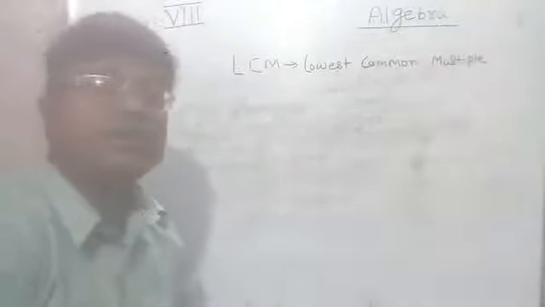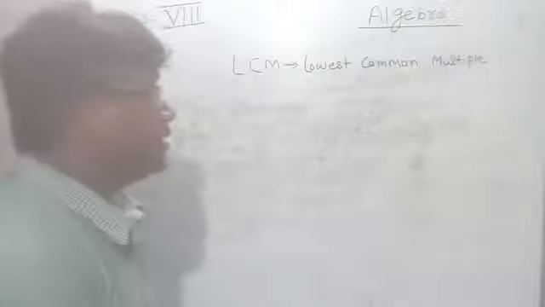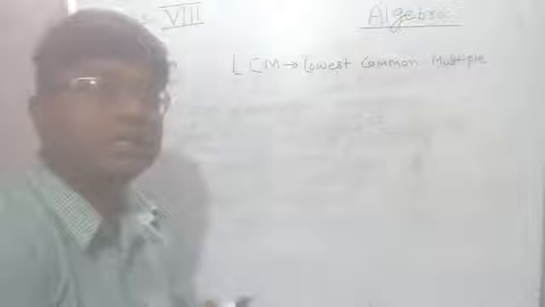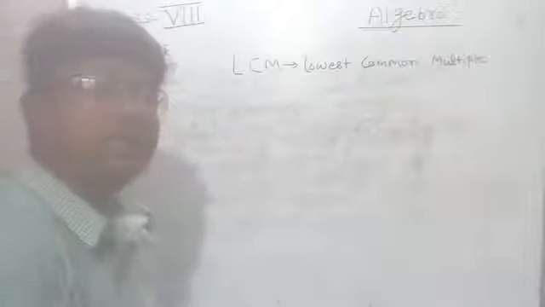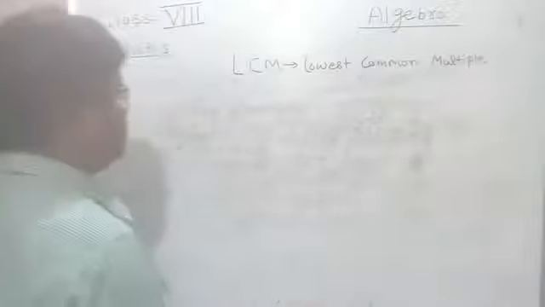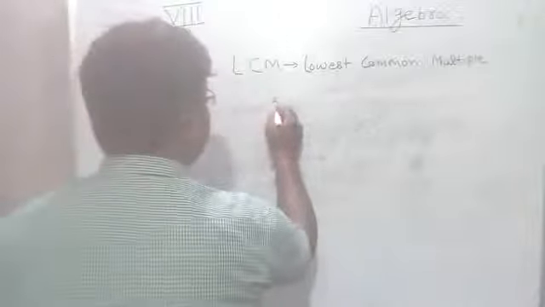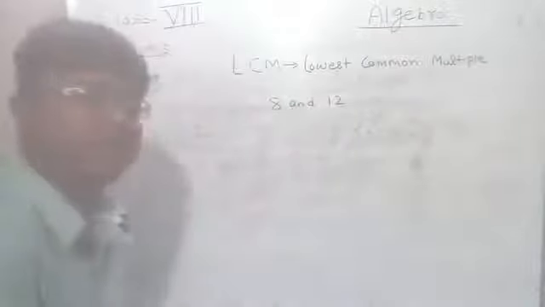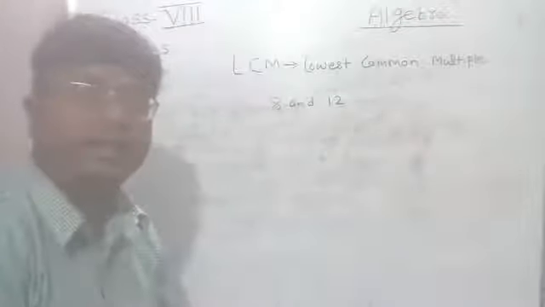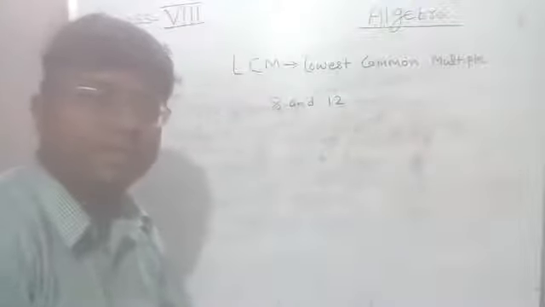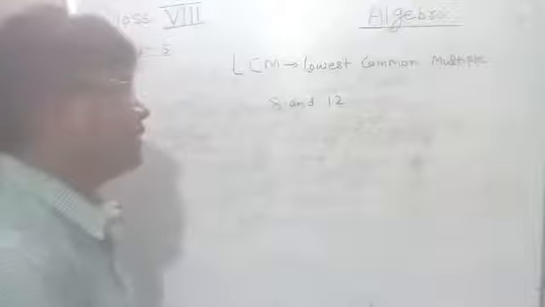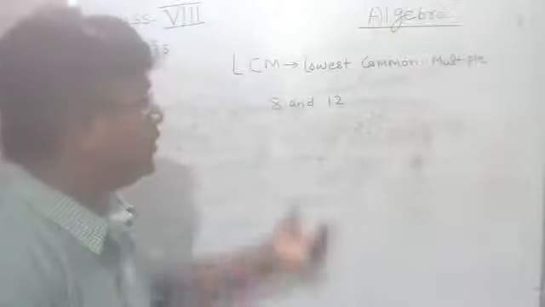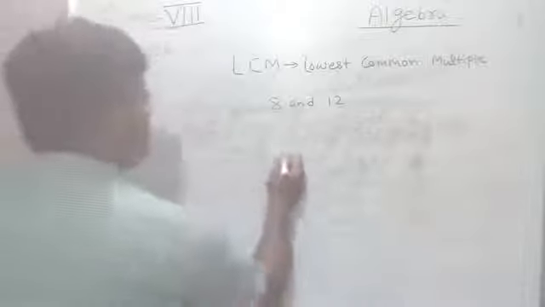So in our lower classes we have found the LCM of numbers, okay. In class 6 and 7 you might have done the LCM. Suppose you need to find the LCM of 8 and 12. There were different methods used to find it: the prime factorization method, the division method, and the listing method.